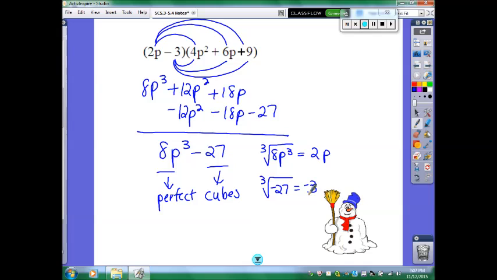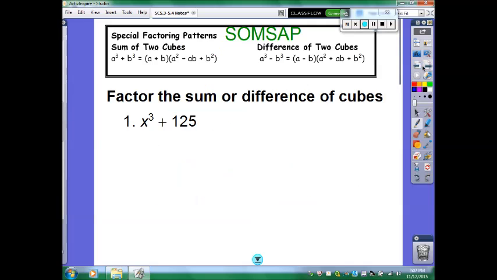So it's going to help us with the following pattern. Now, unfortunately, you're going to have to memorize this pattern to be able to factor the sum and difference of cubes. All right, so like I said, we're going to use the abbreviation SUMSAP to help us remember the pattern. So anytime you factor the sum and difference of cubes, you're going to get a binomial times a trinomial, because that's what's going to make those middle terms drop out.